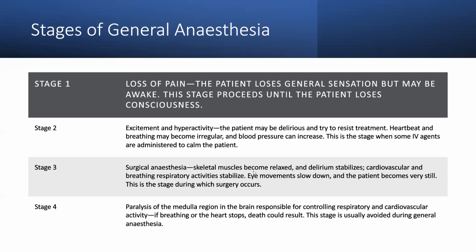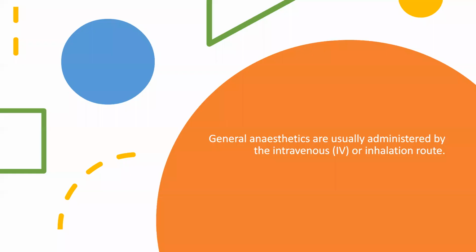Then there is stage 4. It causes paralysis of the medulla region in the brain, responsible for controlling respiratory and cardiovascular activity. If breathing or the heart stops, death could result. So this stage is usually avoided during general anesthesia. We only give anesthesia up to stage 3.